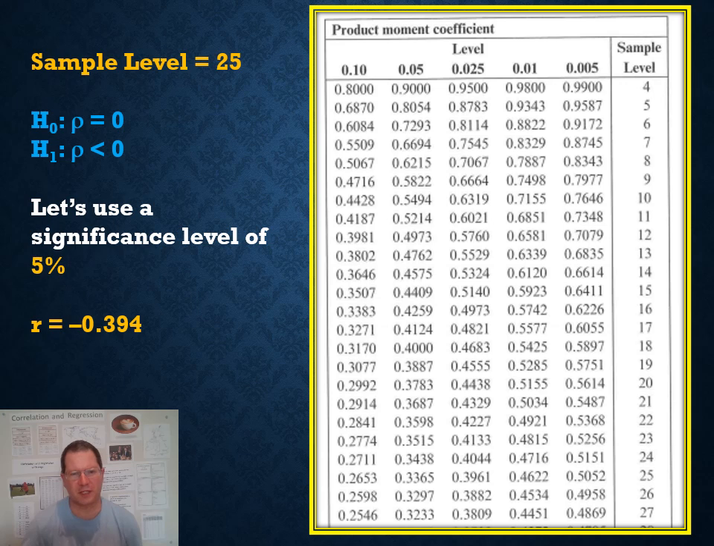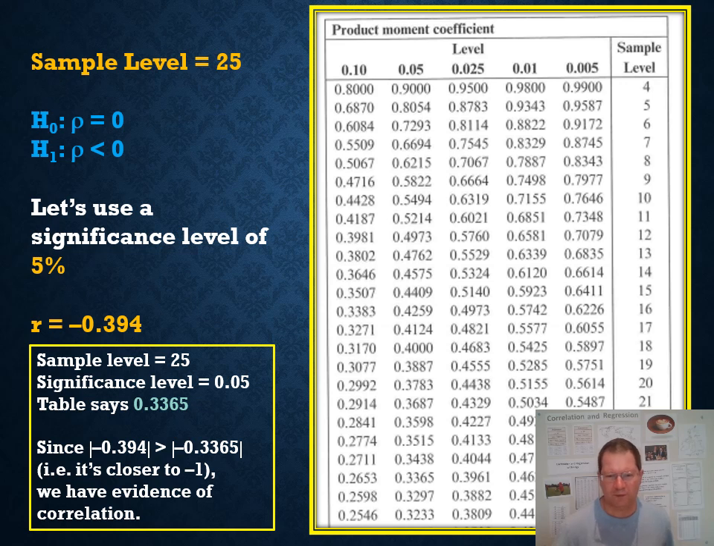So let's use a significance level of 5% to investigate our correlation coefficient of negative 0.394. So that's the second column, the 0.05 column. We want the row which has a sample level of 25. And then reading across, our critical value is 0.3365.